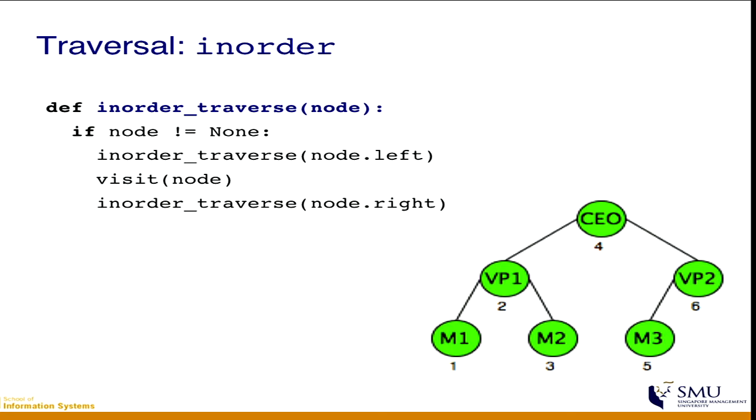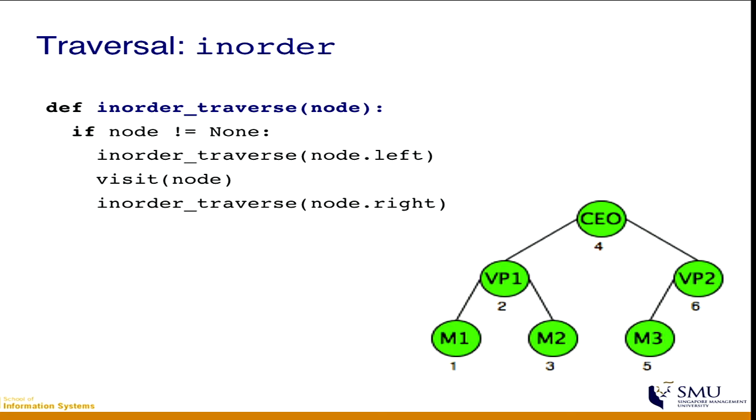Now that we have done the left side, then we can go to the middle one, which is the parent, and then the right side. Now when we start the right side, we have VP2, but VP2 says go to the left first, so we go to M3 and then VP2. So it'll be 1, 2, 3, 4, 5, 6. And if you examine this and the preorder, they give you a different sequence of nodes that get read from the tree.